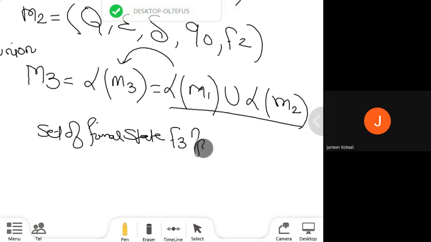F3 for M3. So now whatever final states are in machine 3, that is the union, we will represent as F3. So what it says is the states which belong to machine 1, that is Si, and the states which belong to machine 2. Just go through this statement. This is an equation, a representation for a union.